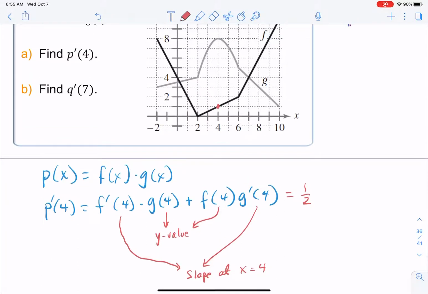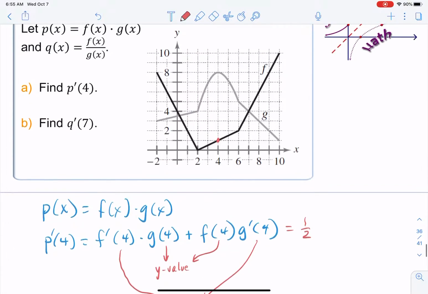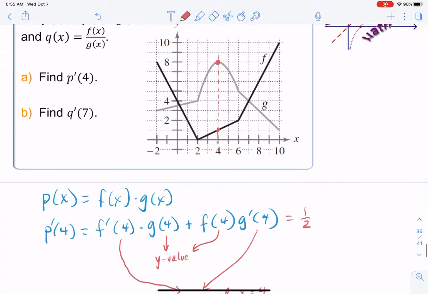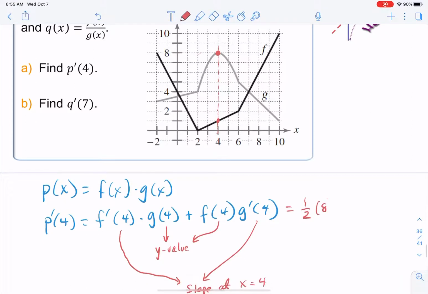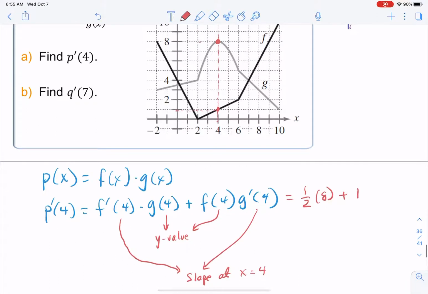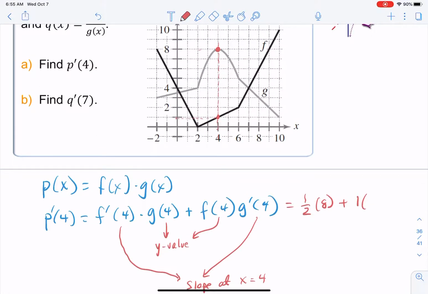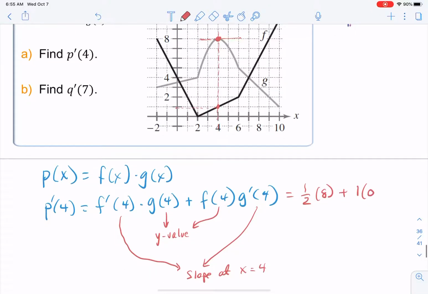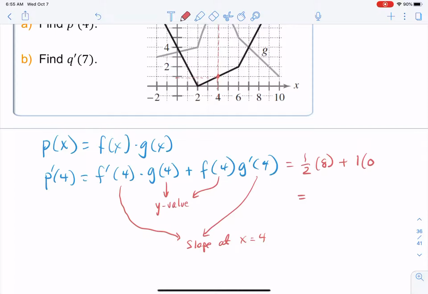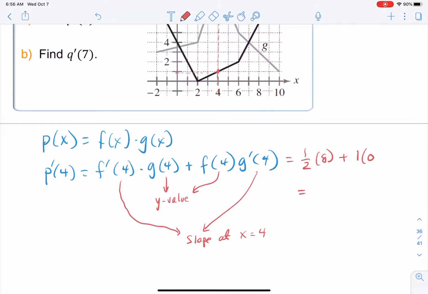And now g of 4 is just a function value, so I'm just going to follow this thing straight up here. And look at that. It's right here at 8. We just want the function value there, so times 8, plus f of 4. Now we just want the function value on the black graph there, which is 1, times the derivative of the g of x function at 4. And look, we have ourselves a horizontal tangent line, so what's the slope right there? Slope right there should be 0.